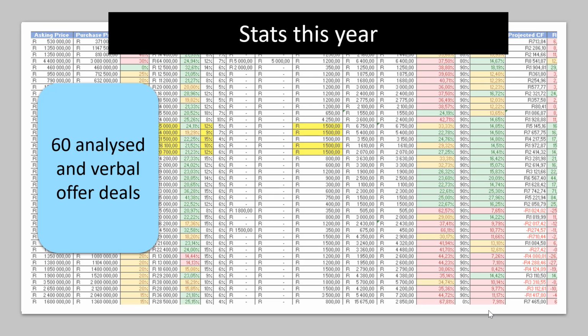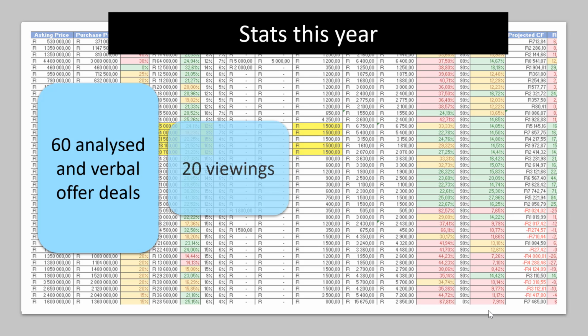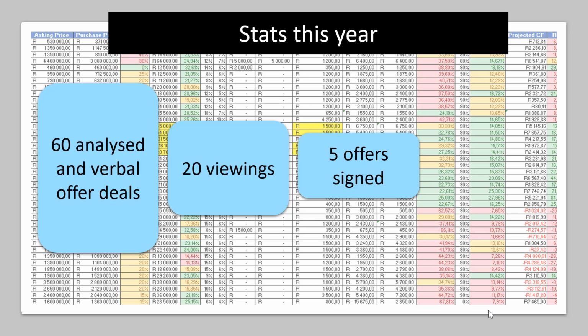I was constantly sending messages to estate agents, asking, are they interested? Will they negotiate? Will they sell? Following up, following up, following up. Eventually I made 60 verbal offers. Of the 60 verbal offers, only 20 resulted in a viewing. The other 40 estate agents never got back to me. And yes, I followed up, but also at some point you have to give up. So 20 viewings led to 5 signed offer to purchases, and only 1 was a successful deal.